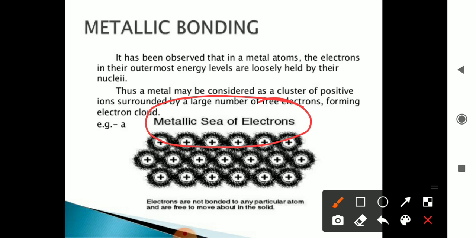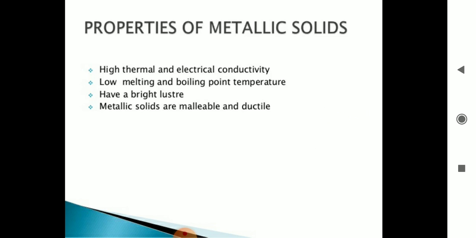By applying an external field or by increasing the temperature, the electrons start conducting in that particular metal. That's why, considering cost as well as efficiency, copper is nowadays used as the material for current carrying purposes. These are the properties of metallic solids: high thermal and electrical conductivity, low melting and boiling point temperature, bright luster. Metallic solids are malleable and ductile.